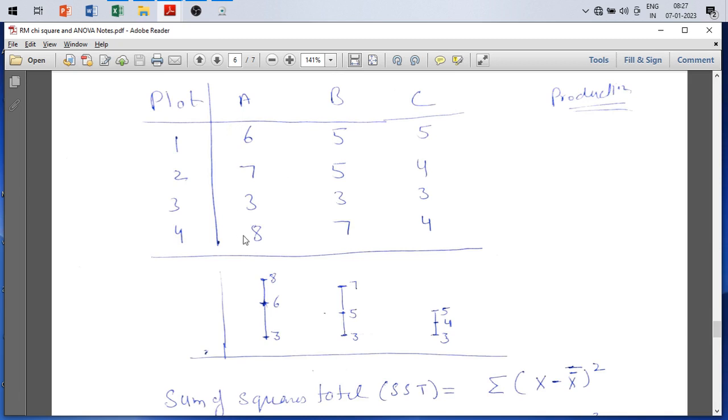For the moment, you can forget about B and C. Just look at A. You add all of these and divide by 4, and you'll get the mean here is 6. And now the value will be 6 minus 6 squared, plus 7 minus 6 squared, 3 minus 6 squared, 8 minus 6 squared. So you have calculated the sum of squares within the group.